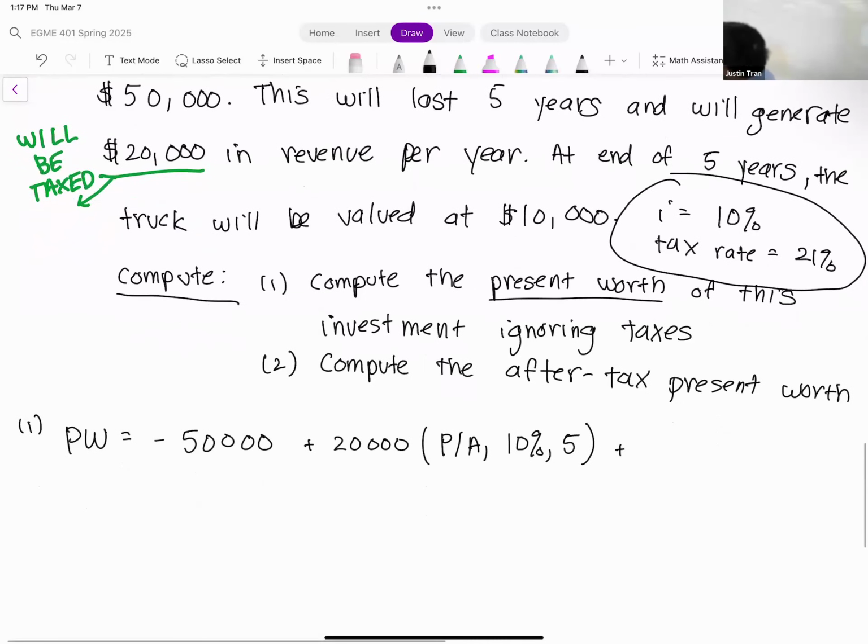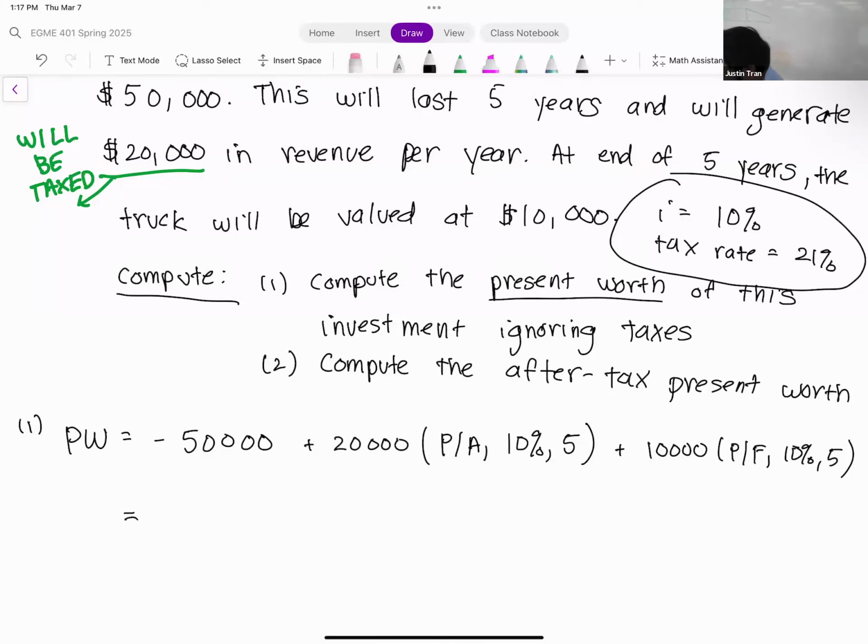And then finally, the last thing that we have here is the salvage value. The salvage value is 10,000, and that's happening at the end of the 5 years. So this is a future sum. This is P over F, 10%, and 5.